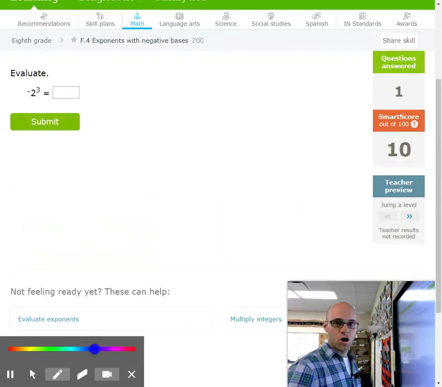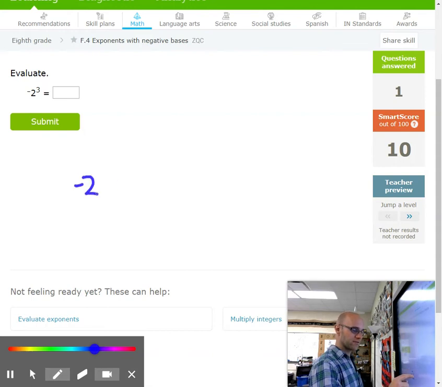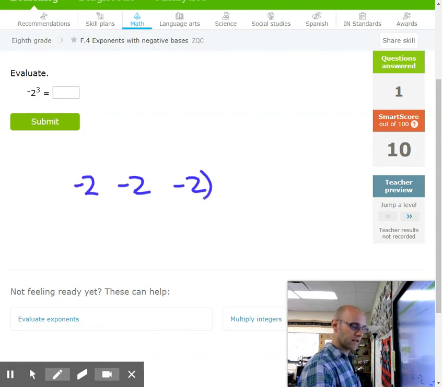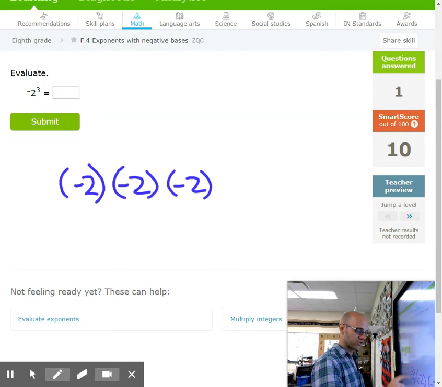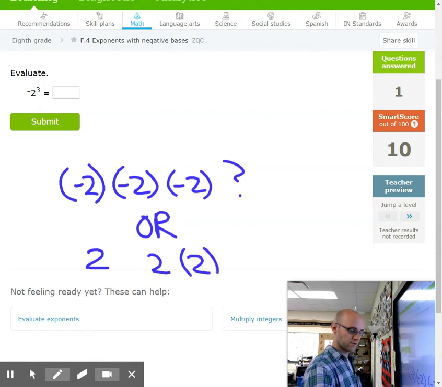Here we go. In this problem, a lot of people will miss this because they aren't sure whether the negative sign applies if there's 3 of those negative signs. In other words, if we expanded this out, is it -2 times -2 times -2? I'm going to put a question mark. Or is it saying you have 2 times 2 times 2, and the negative sign isn't included with the 3?